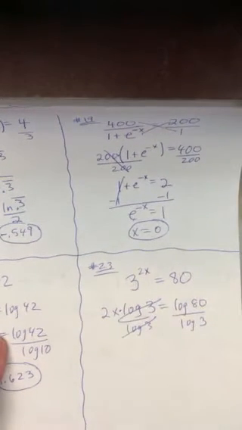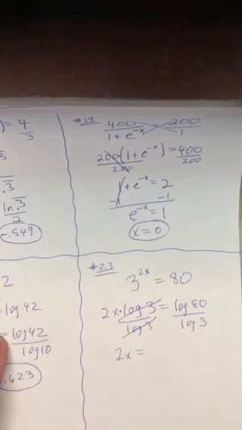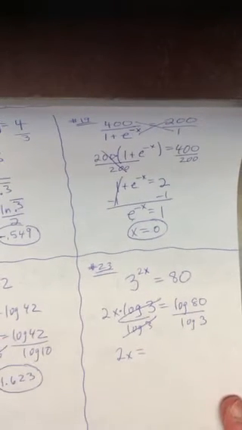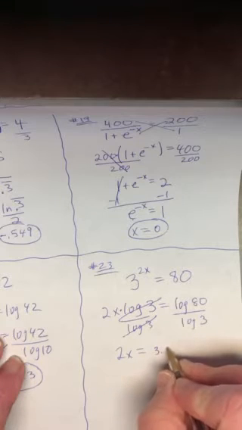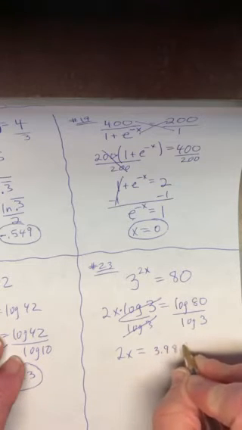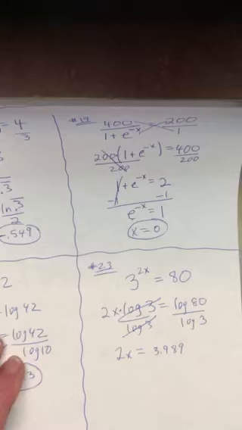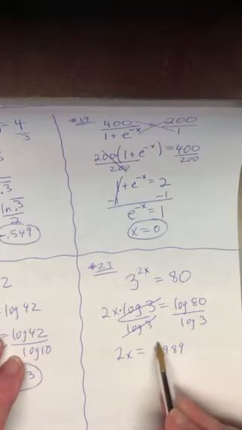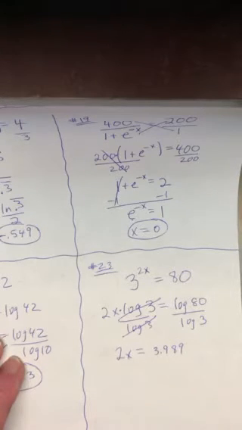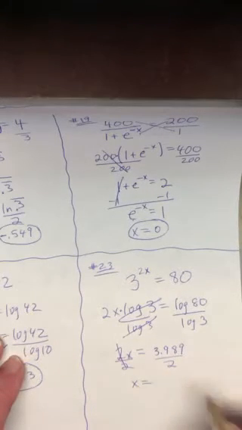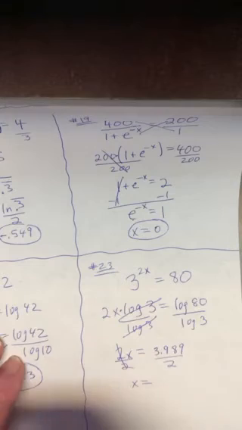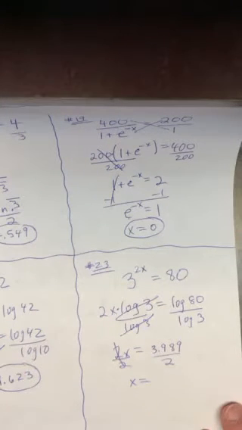This is easy. I get 2x equals, you're typing log 80, hitting enter, divided by log 3, enter. I'm getting 0.989. Now notice that's not my answer because this says 2x, doesn't it? So I'm going to divide by 2 now. So bottom line is that number that's still on your calculator screen, push divided by 2.